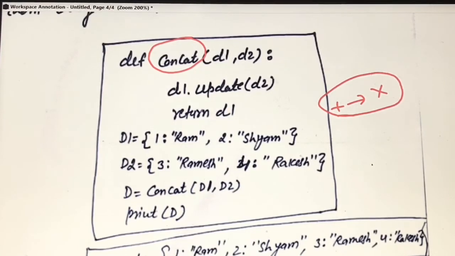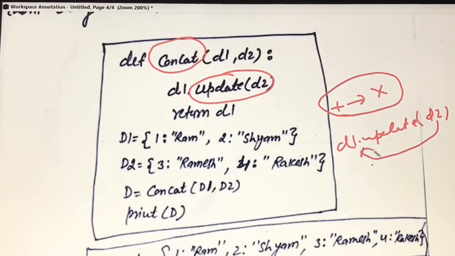For that there is a special library function, update, and when we write d1.update(d2), it will add the elements of d2 into d1 and the change will be in d1. d2 will be as it is, no change will be in d2. d1 is the calling dictionary, calling this update function, so it will get updated. That's why we return d1 here.